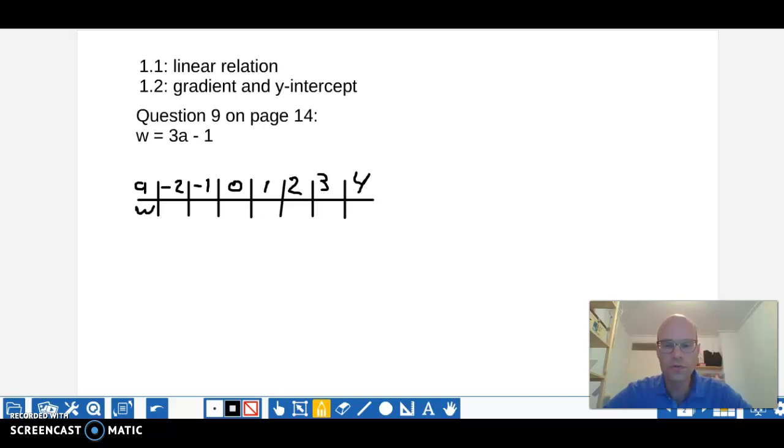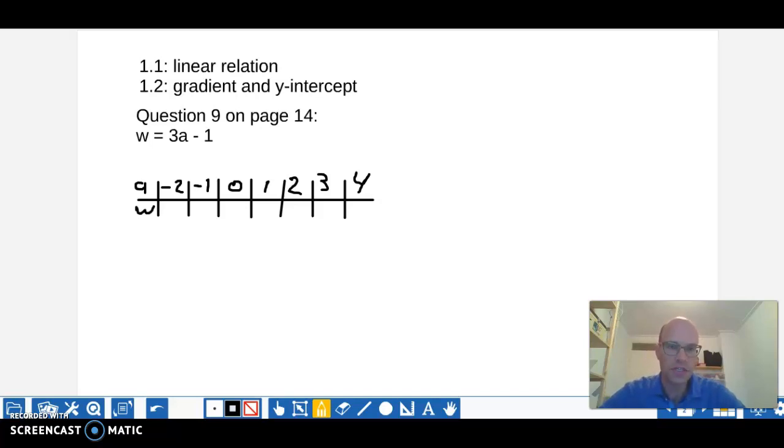Welcome to this new movie, and in this movie we're going to basically wrap up paragraph 1.1 and I'm going to get you started with paragraph 1.2. In 1.1, the one thing we still need to do is a linear relation. And in 1.2, it's all about the gradient and the y-intercepts. What happens when you have a rising line, a falling line, a horizontal line, or what if you have a vertical line?